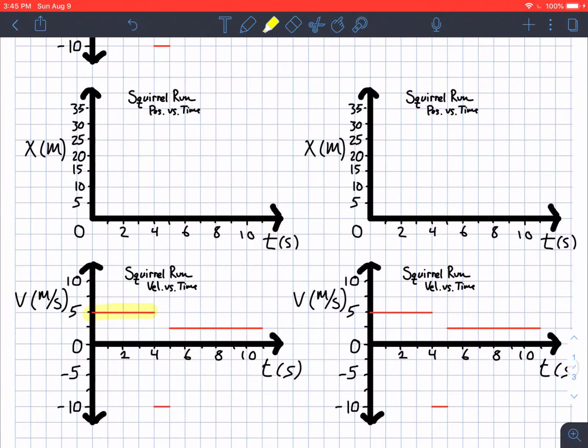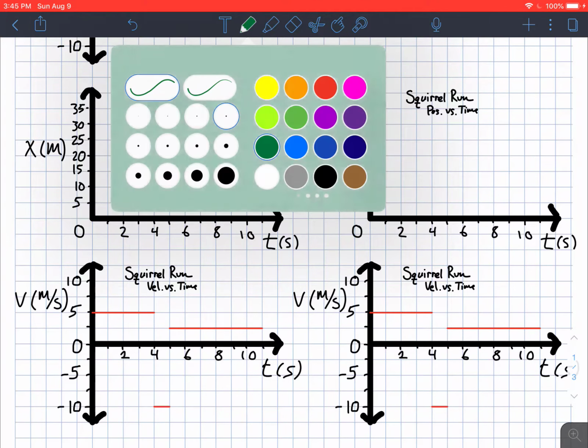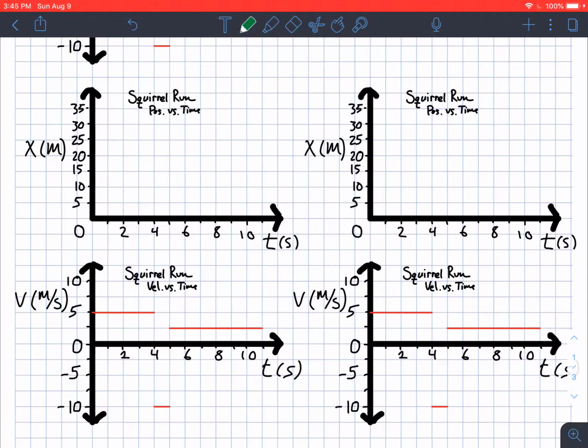It says that the velocity is 5, and that means that the slope of our position graph should be 5. Okay, so a slope of 5 means that I start here at the origin and I go up 5 over 1, up 5 over 1, up 5 over 1, up 5 over 1, right? If I were to continue that line, it would go all the way out here, but we only need to continue it for the same amount of time that the velocity holds that amount, right? So the velocity is 5 right here until 4 seconds, so we stop our line right there at 4 seconds.